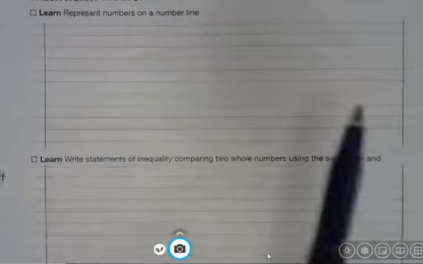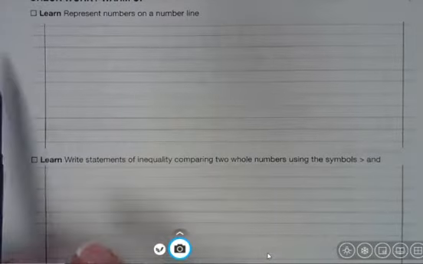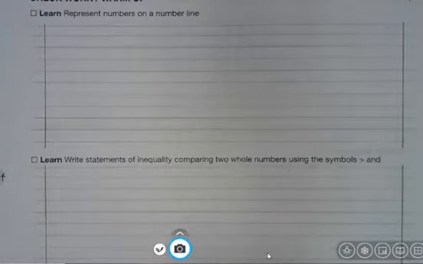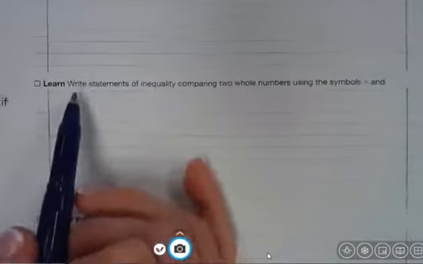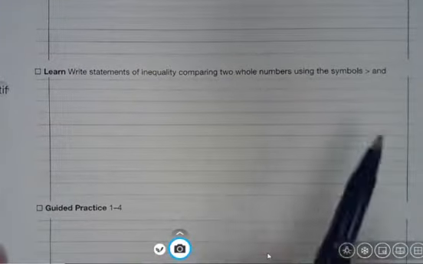Okay, so we're going to learn to represent numbers on a number line. You guys can go through the Learn section in your book. It walks through it for you. So if you need a little bit more help, you can do that. We're going to work on some guided practice together. You'll also learn to write statements of inequality comparing two whole numbers using the symbols greater than and less than.